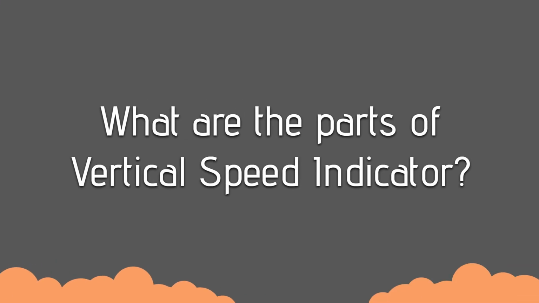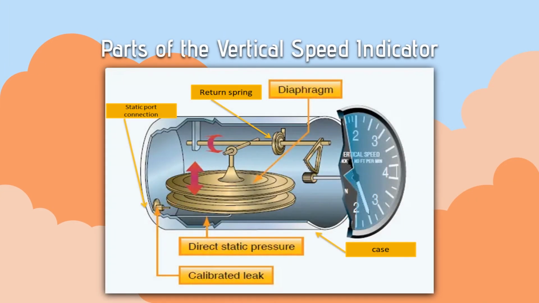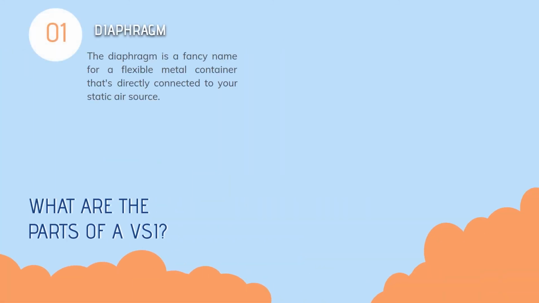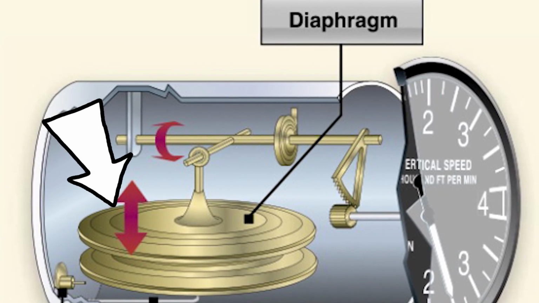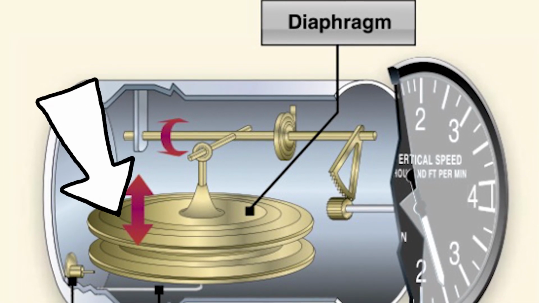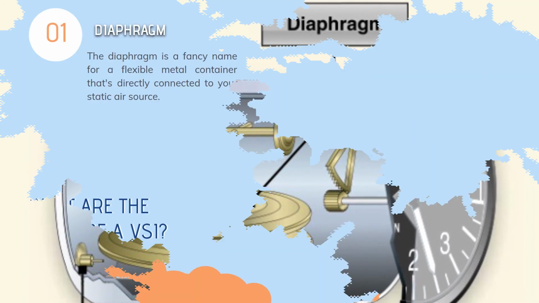What are the parts of the vertical speed indicator? Diaphragm. The diaphragm is a fancy name for a flexible metal container that's directly connected to your static air source. The diaphragm is also connected to a set of gears and rods that move your VSI's needle up and down. And that happens when the diaphragm expands and contracts, but we'll get to that in a second.